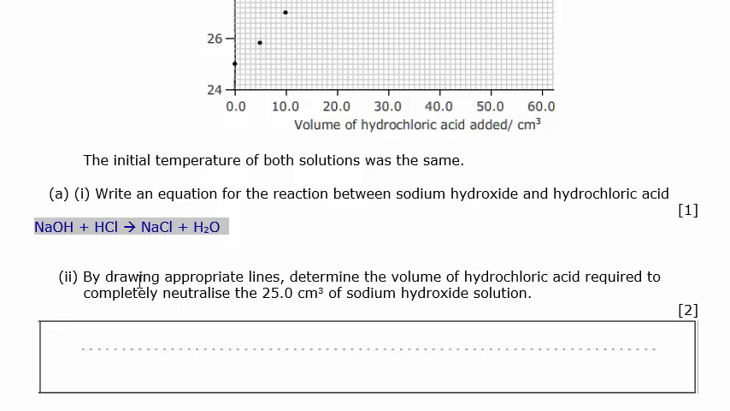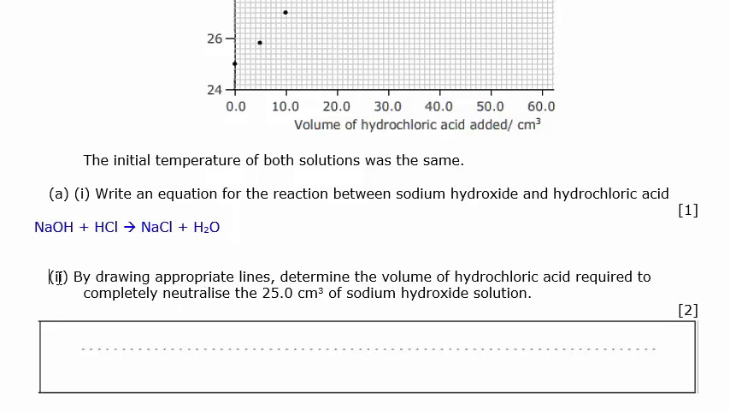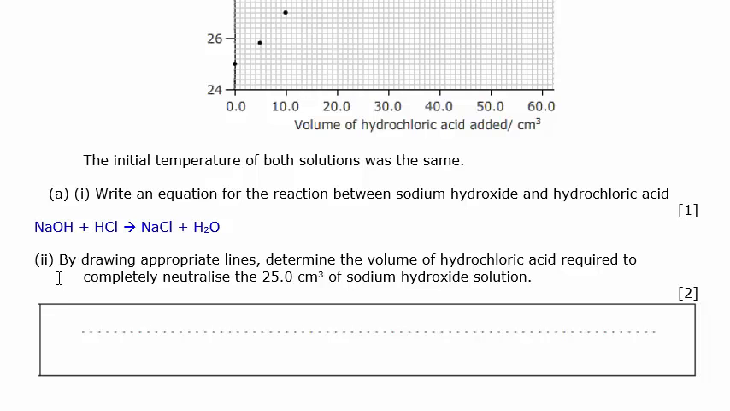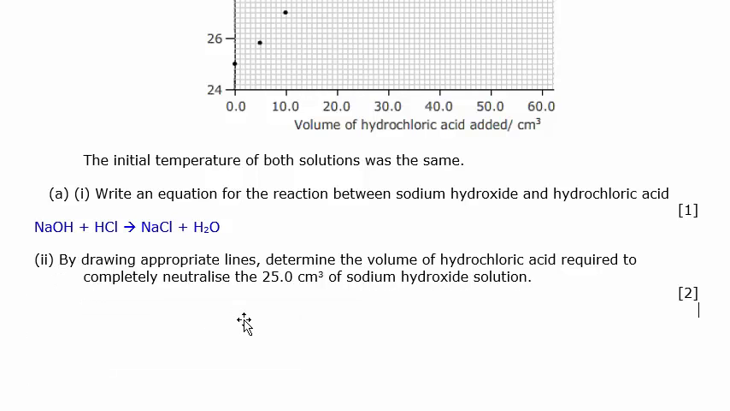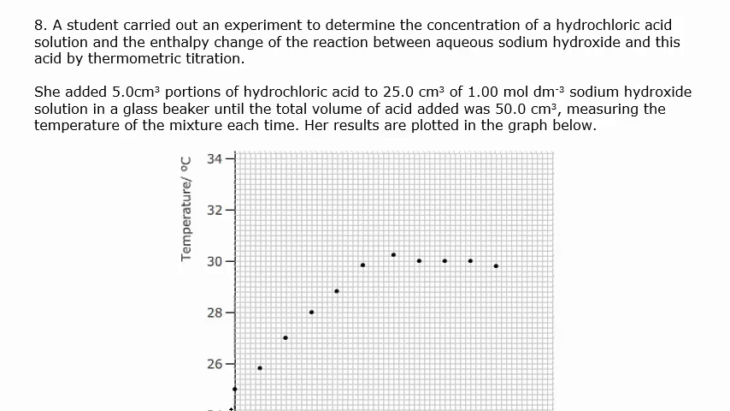this reaction. Now, next part, what do we have to do here? By drawing appropriate lines, determine the volume of hydrochloric acid it requires. So appropriate lines, well, it's telling us we have to draw lines, not a curve, lines. So let's have a look. Let's draw some lines. Well, here, if we try to draw the line of best fit here, and the line of best fit, it's a bit by eye, but there we are, here.